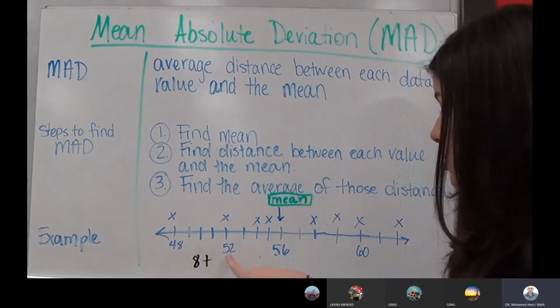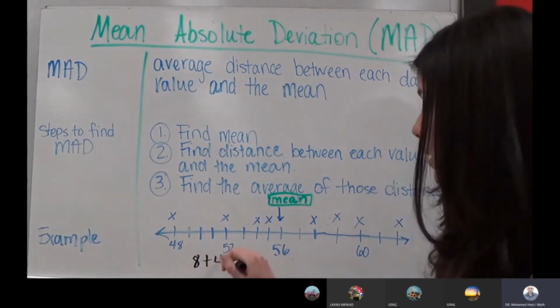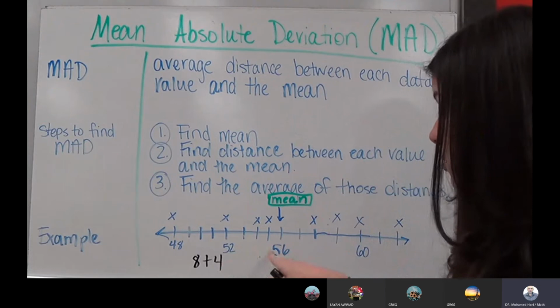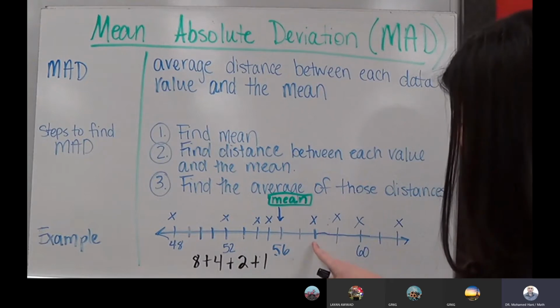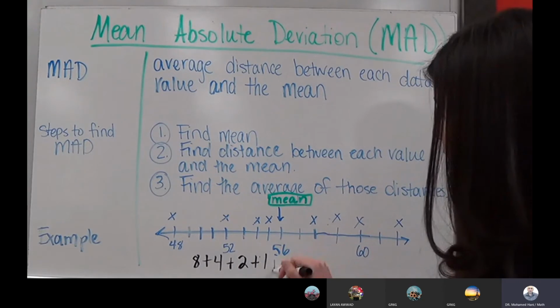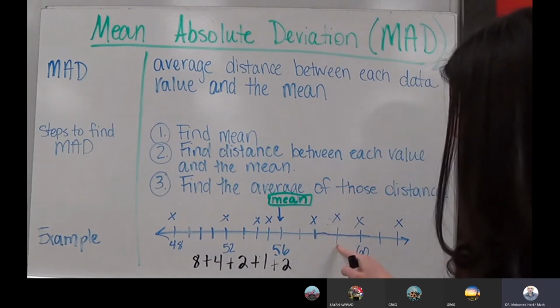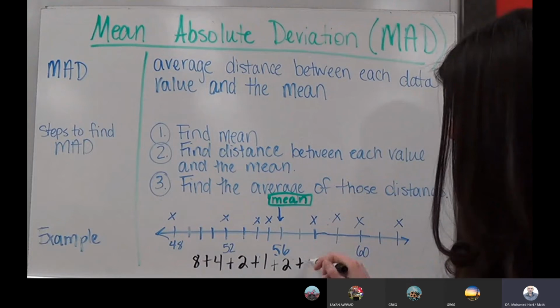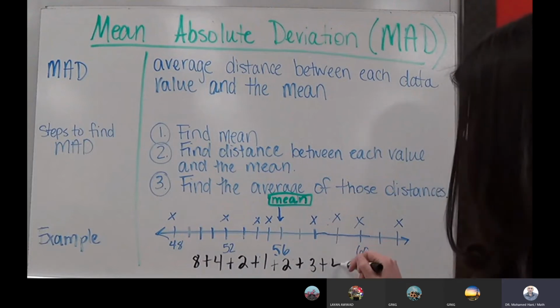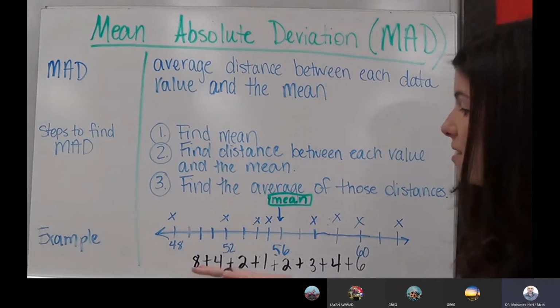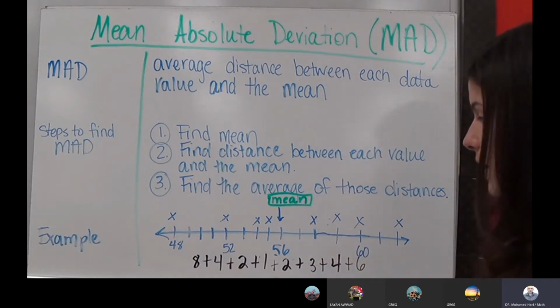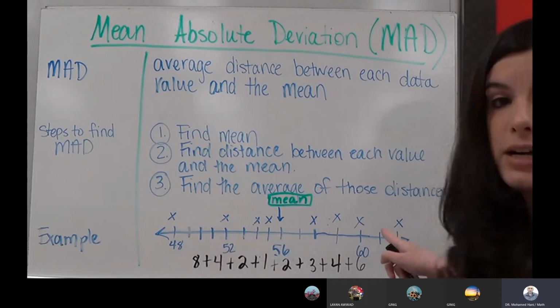And then 52 from 56 is 4 away, and 54 is 2 away, 55 is 1 away. Okay, then right after 56 we have 58, which is 2 away from the mean, and then 59 is 3 away, 60 is 4 away, and then 62 is 6 away. So we should have the same amount of distance values as values along the number line.